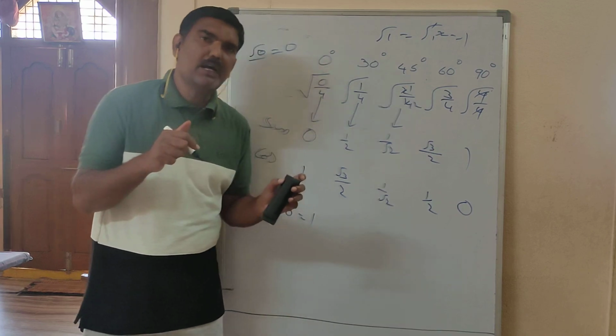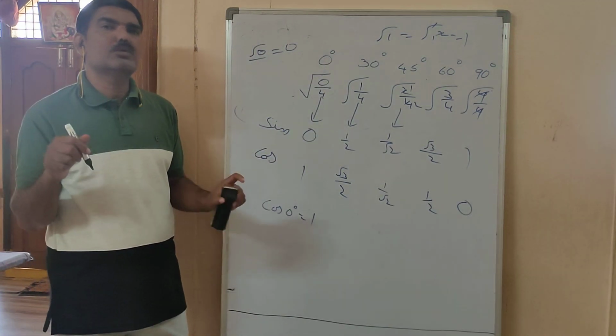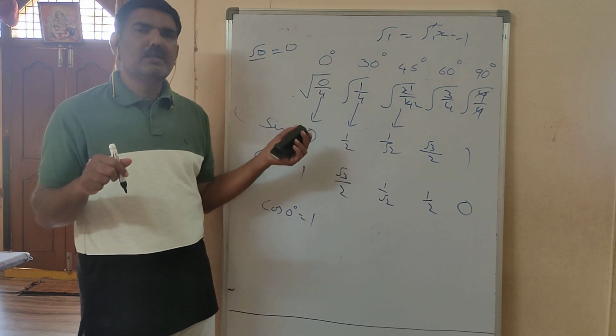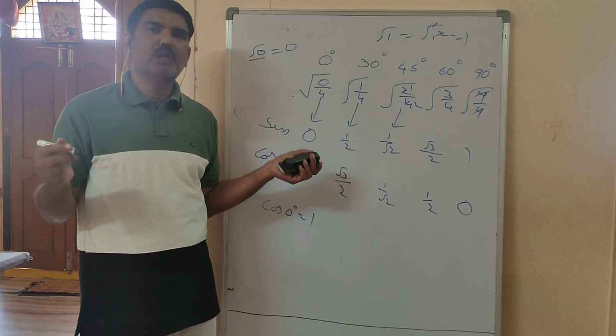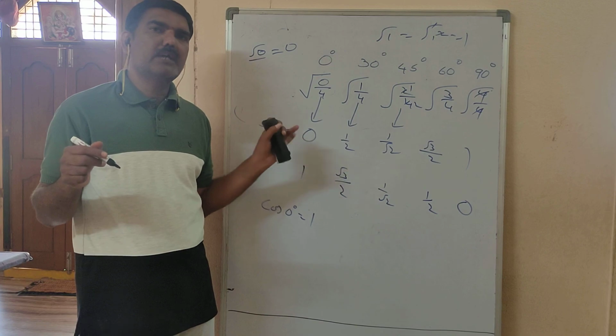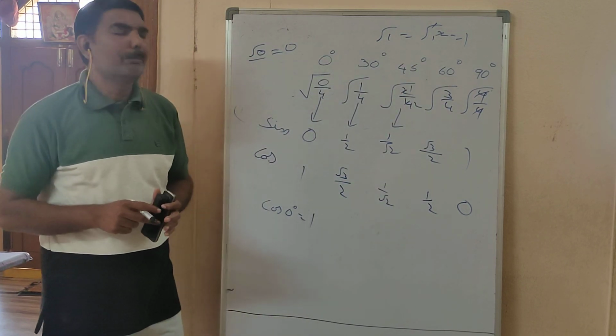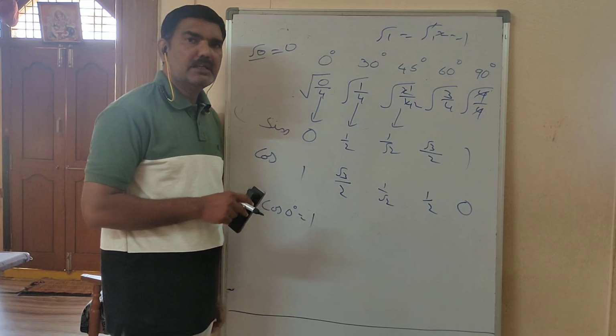Not only sin and cos, in examinations they won't directly ask the sin and cos values. You have to substitute all these values in the problem. So each and every student should learn all the values, like you learn the 2 table and 3 table: sin, cos, tan, cosecant, secant, cot. These values you have to learn by heart. We'll see in the next class.